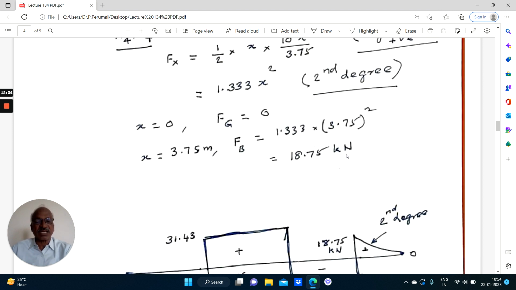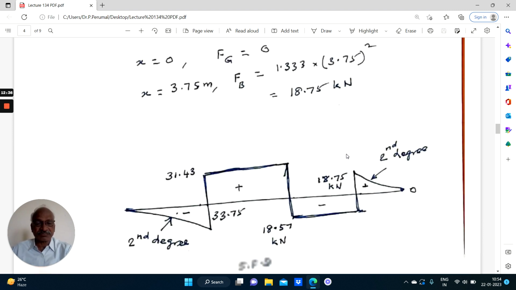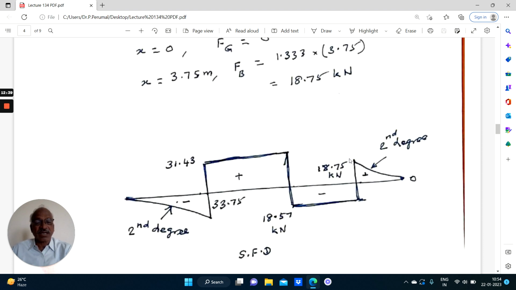So your concept is clear, you can solve any problem, right? This is second degree, and this is the reaction. We already calculated just to the left of B and just to the right of B. Just to the left of B, it is minus 18.57. Just to the right of B, considering the reaction RB also, you get plus 18.75. And in the portion BG, this is the variation, 0 to 18.75. This is the shear force diagram.